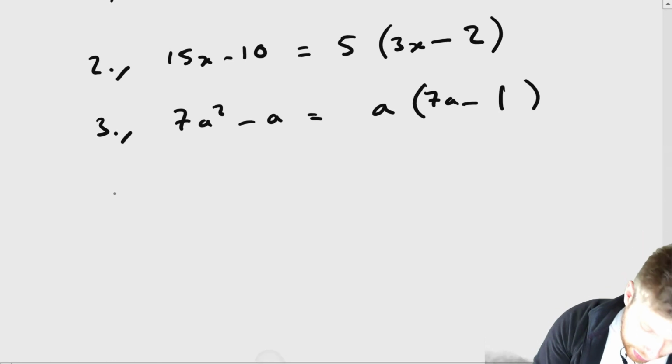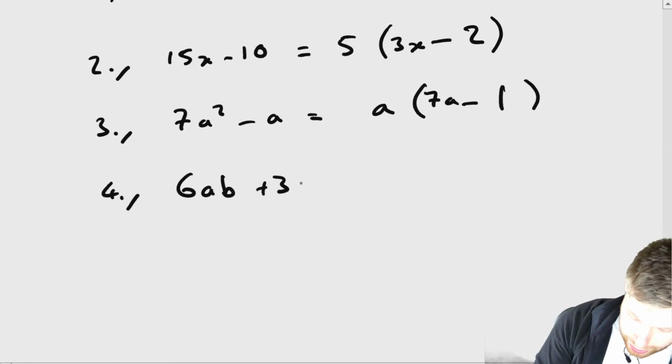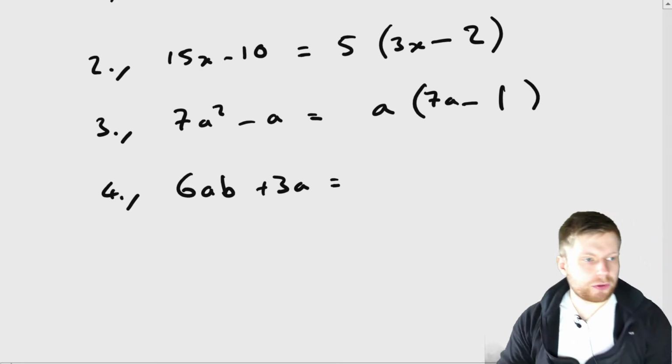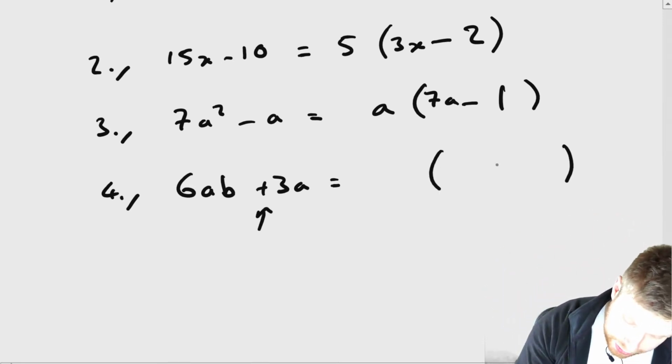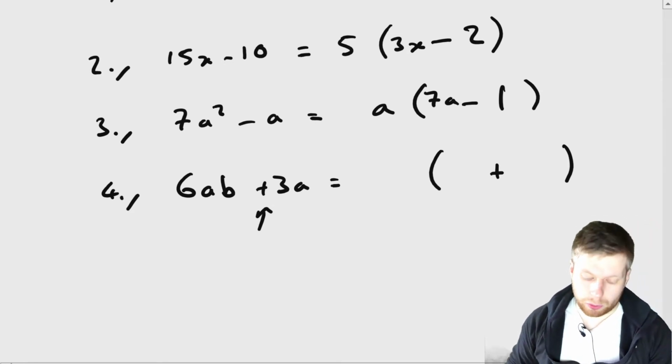Let's try with this example here. Let's try 6ab plus 3a. Let's have a look at this. So first of all, I'm going to set up my brackets. I'm going to keep the symbol the same in the middle. Okay, I'm going to keep it as a positive.